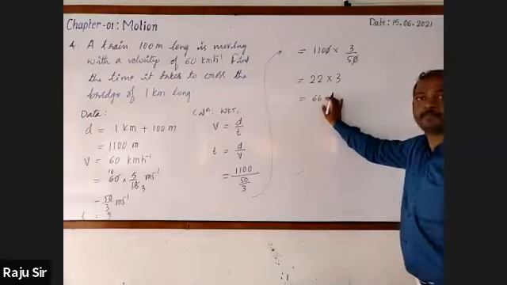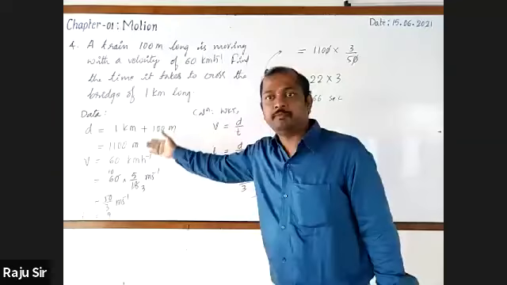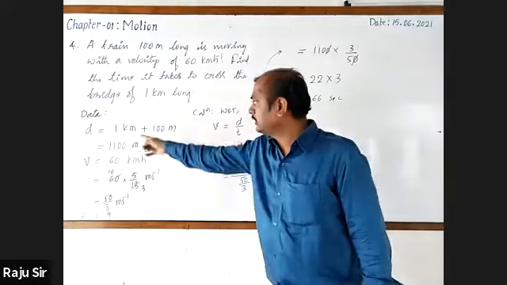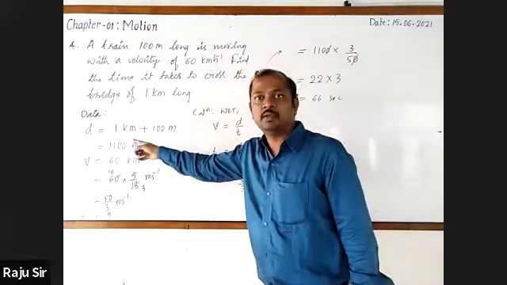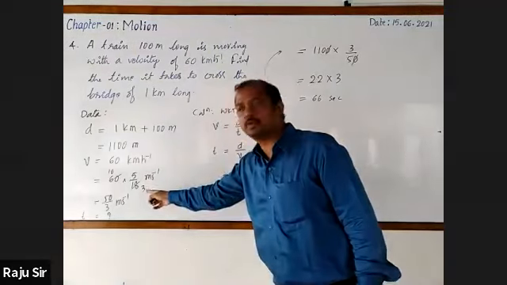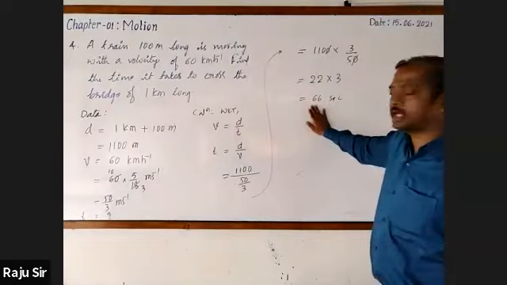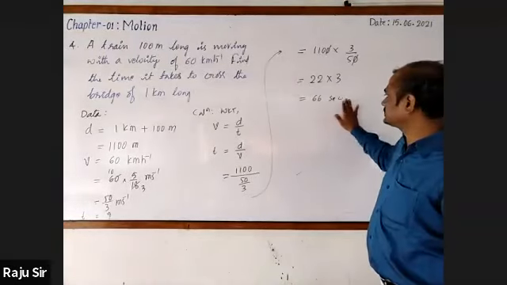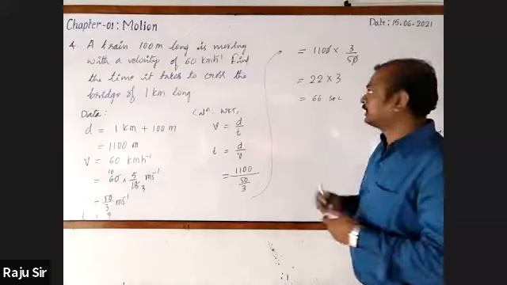What is the unit of time? Seconds. You have written everything in SI units only. Distance is in SI unit, speed is also written in SI unit. Hence, time should also be in SI unit. That is 66 seconds. The conclusion.